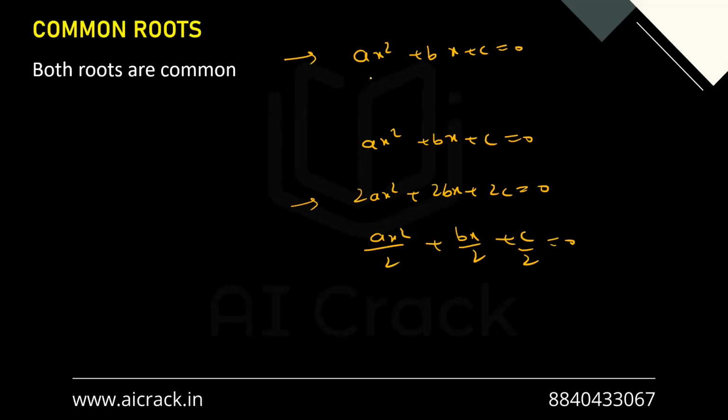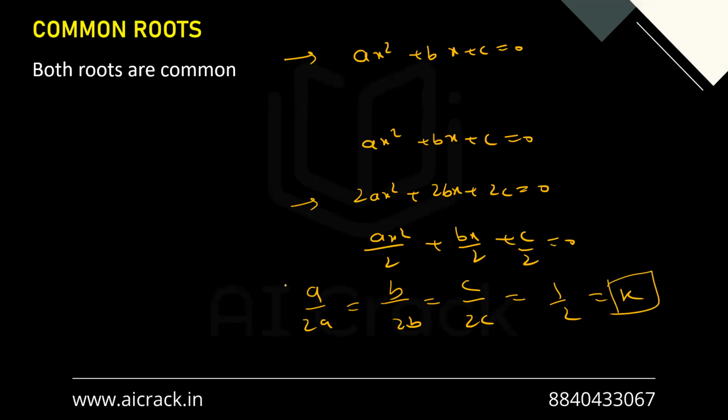So if we write down the ratio of coefficient of x square, that would be a upon 2a, right? If I write down the ratio of coefficient of x, that would be b upon 2b. If I write down the ratio of constant terms, that would be c by 2c. Now, if you look at them closely, you'll see that all these ratios are nothing but 1 by 2. Basically, a constant number k, right? It can be 2, it can be 3. So basically, a constant number k comes out of the ratio of these terms, right?